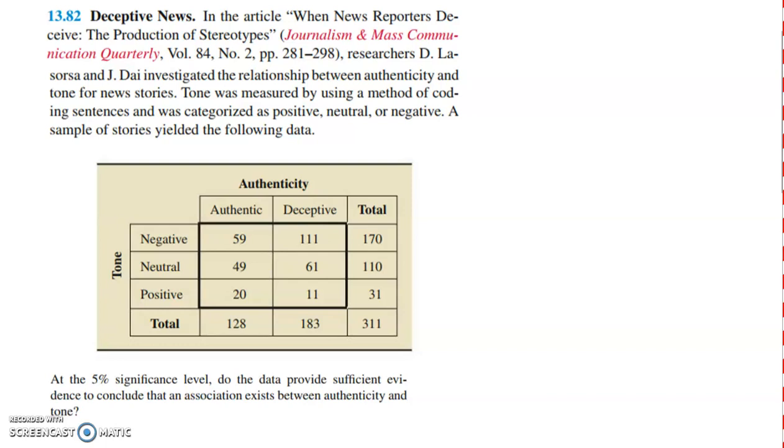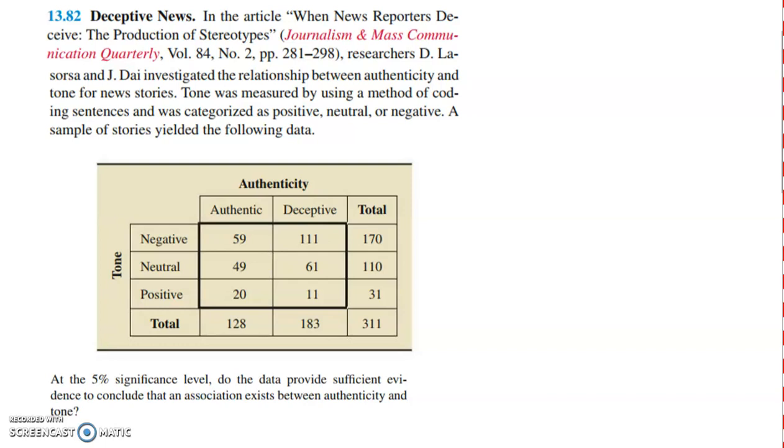It's called Deceptive News. It was from the article "When News Reporters Deceive: The Production of Stereotypes." The researchers investigated the relationship between authenticity and tone for the news stories. Tone was measured by using a method of coding sentences and was categorized as positive, neutral, or negative. So let's take a look.